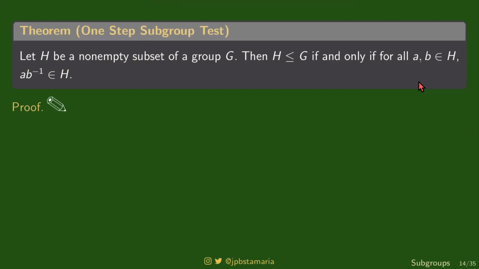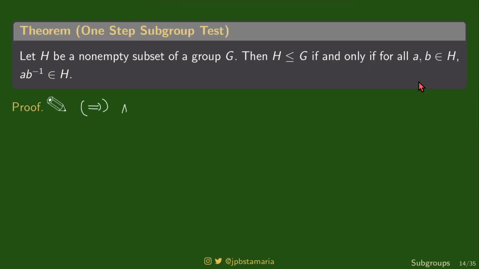Okay. Why is this true? Ipaprove muna natin yung 1-step subgroup test before we can apply it. Okay? So, the theorem is an if and only if statement. So, once again, there are 2 parts of the proof. I think this part is the trivial one, no?